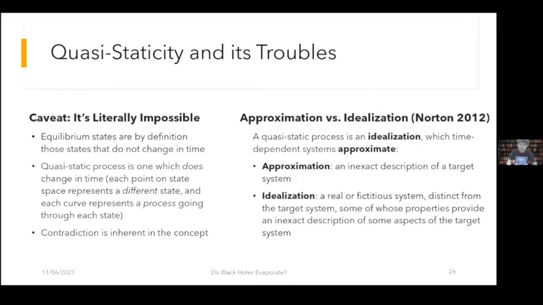So we have an approximation, which is, broadly speaking, an inexact description of the target system, and an idealization, which is a real or fictitious system distinct from the target system, some of whose properties provide an inexact description of the target system. Basically, the idealization is a thing that may not exist, but some of its properties can be found in the approximating system. Whereas approximation just means you're being inexactly described by something like an idealization.